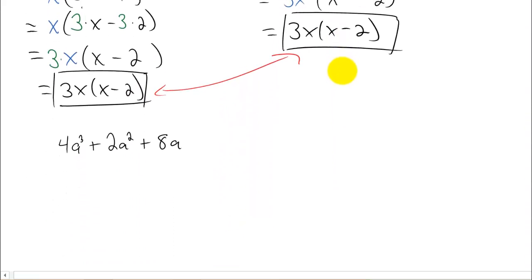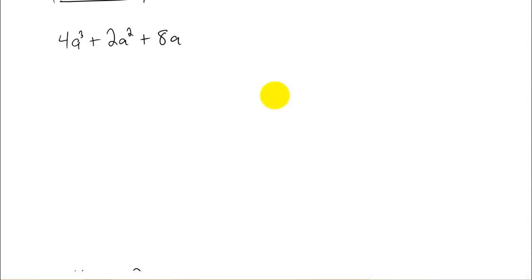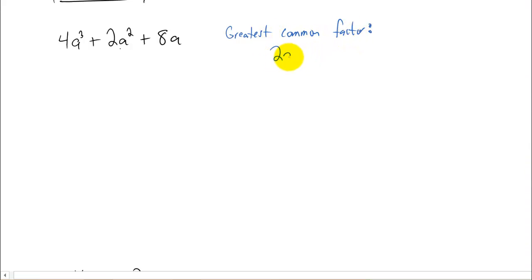Okay, let's try another one. Let's try 4a cubed plus 2a squared plus 8a. Let's think about this for a minute to try to come up with what is the biggest factor that all three of these terms share. We call this number the greatest common factor. And what is it? Well, I think it's a 2a. You'll notice that all these numbers are even numbers, so they each have a factor of 2 in them. You'll notice that the variables in each term each have an a in them.